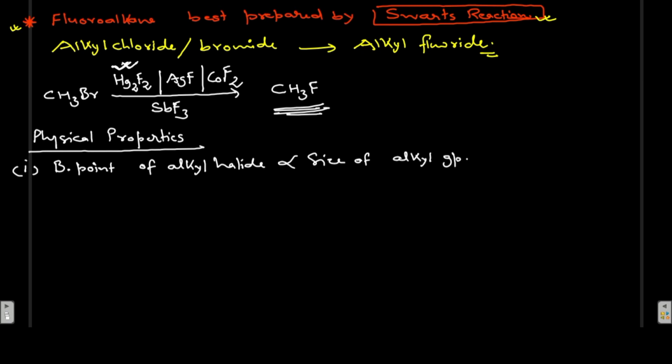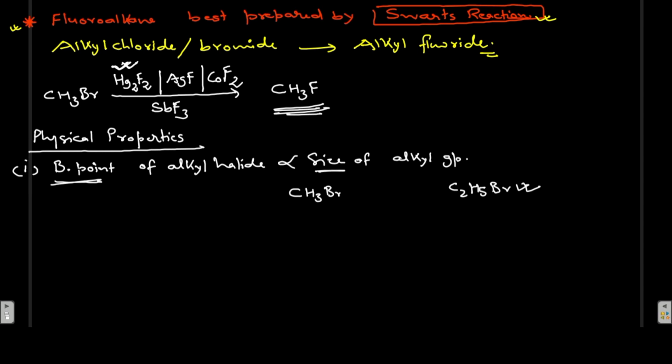It means if you are asked CH3Br and C2H5Br, which one has more boiling point? Obviously, our answer should be ethyl bromide, because boiling point is directly proportional to size. Size increases, boiling point increases.